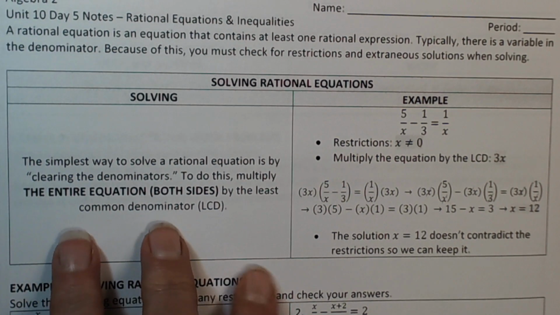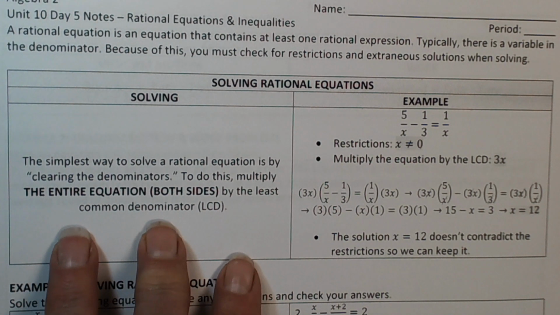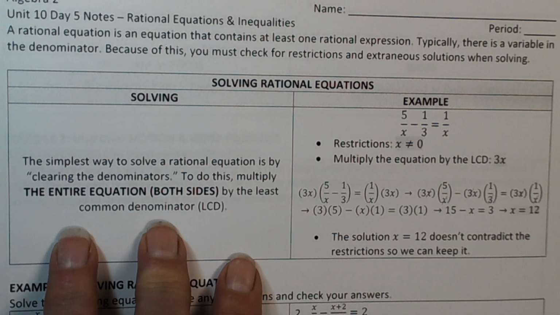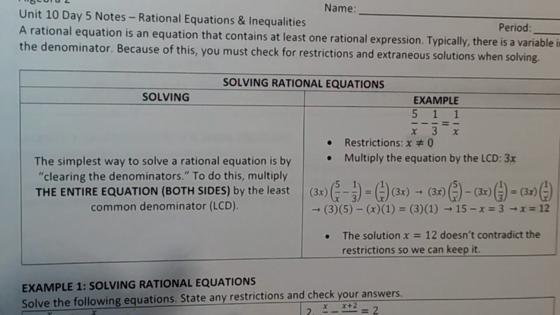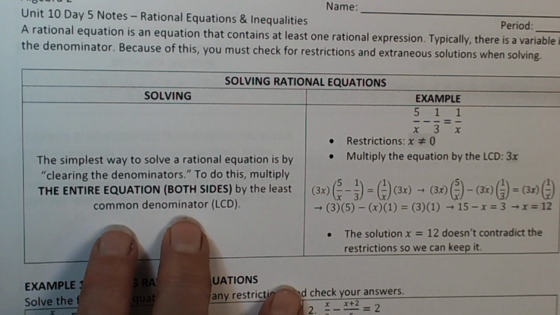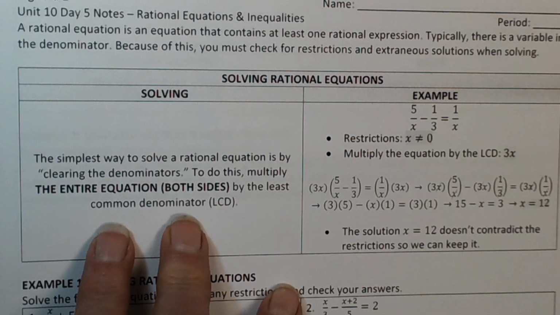Okay, so solving. The simplest way to solve a rational equation is to clear the denominators. So when we were working with expressions, remember we could not just get rid of the denominators. We had to get a common denominator. The thing about an equation is I can just get rid of the denominator by multiplying both sides, because as long as I do something to both sides of an equation, it still stays the same. So we're going to multiply the entire equation by the least common denominator, okay?